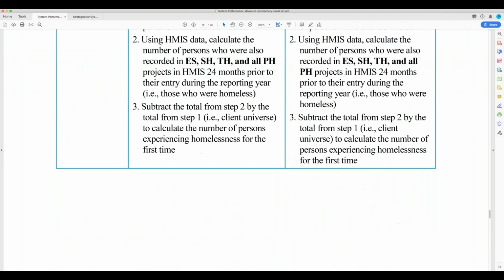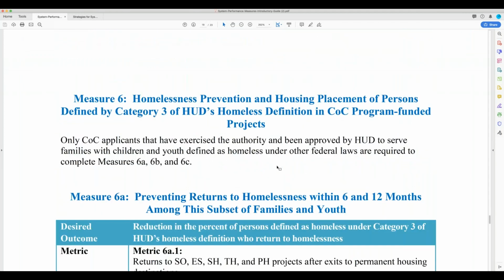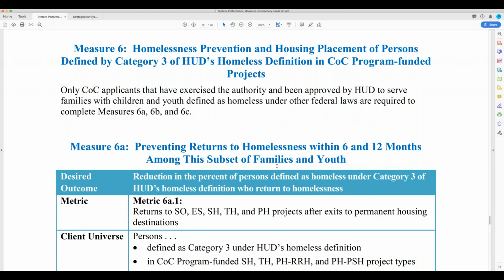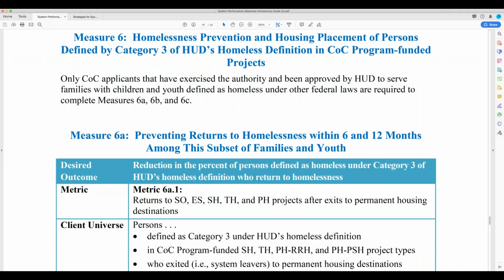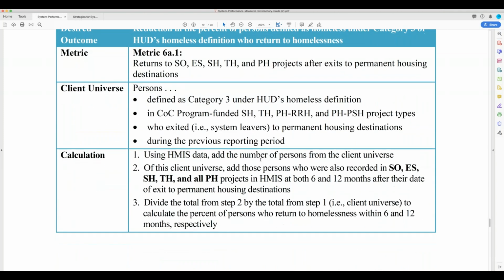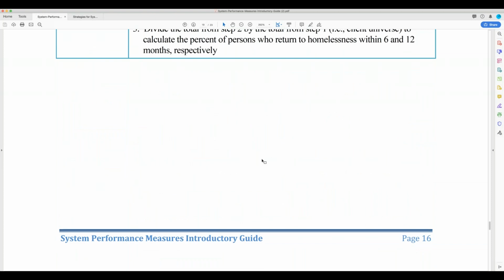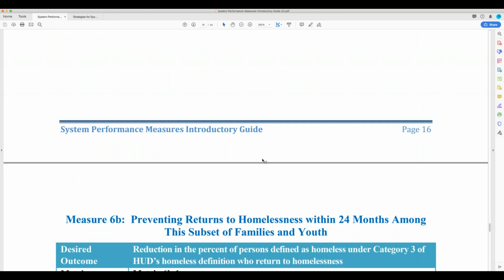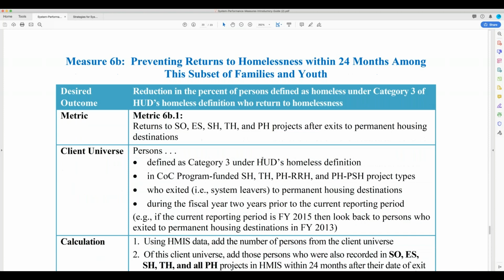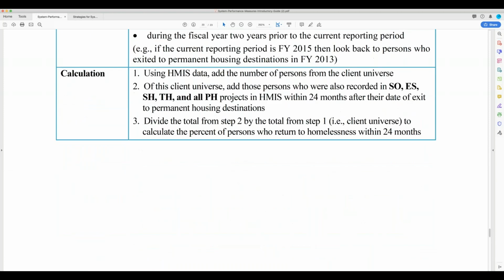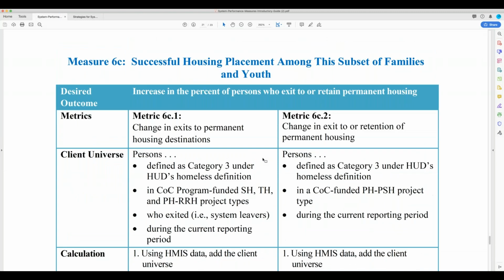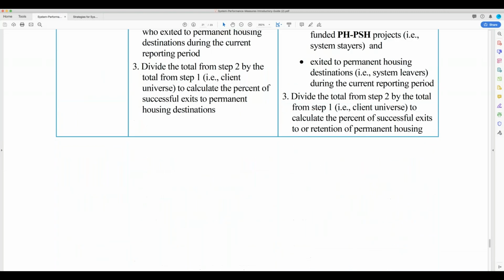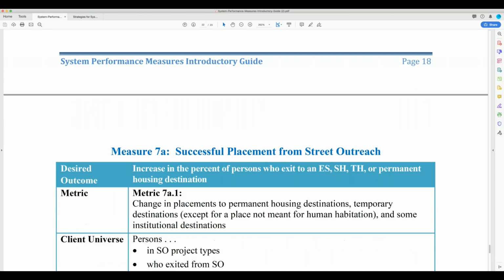Okay, measure 6 I get a break on because nobody is actually impacted by this measure yet. This is only for high-performing communities, and there are none of those yet. And I mentioned the last time a little bit about what it means to be a high-performing community. The very high bar in terms of having a crisis response system that can end homelessness extremely quickly and flexibly for folks as they experience homelessness. So it's a great thing to aspire to, but it is not where anybody is in the country yet.